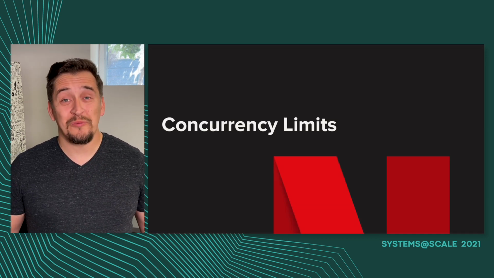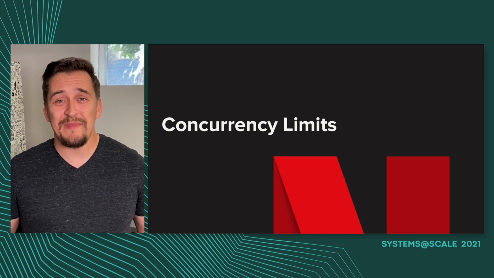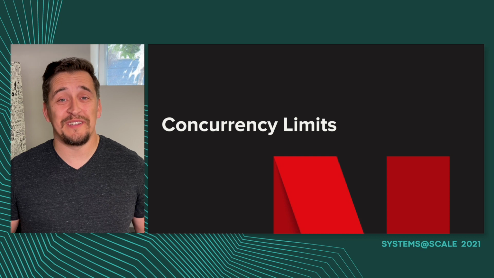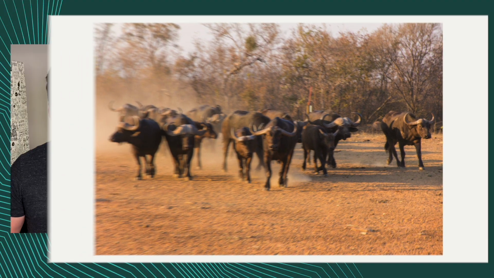So first, we're talking about concurrency limits. And this is to make sure that your service just doesn't experience a huge amount of overload. We can see here a thundering herd of, in this case, buffalo. But this might be a retry storm coming at your service, ready to knock it over. We've probably all operated and run services where the amount of traffic showing up is just more than it can handle, and everything falls over.